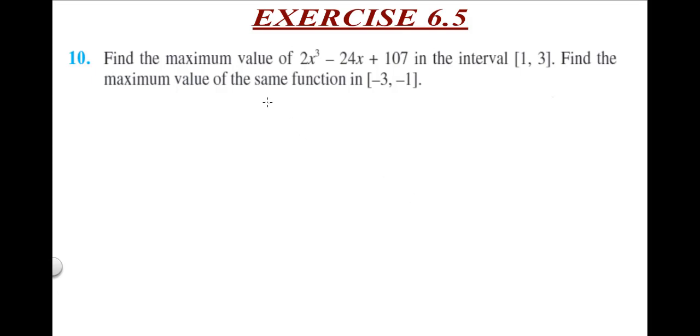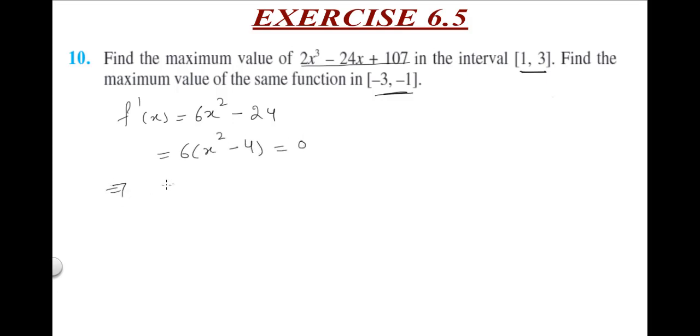Question number 10. Here we have to find the maximum value of the same function, first in this interval and then in this interval. The only thing that you need to do is differentiate it. You will get 2 3s are 6x square minus 24. Now in the interval 1, 3, first of all we will take 6 common, we'll get x square minus 4 equals 0. This implies x square is equal to 4 and x is equal to plus minus 2.